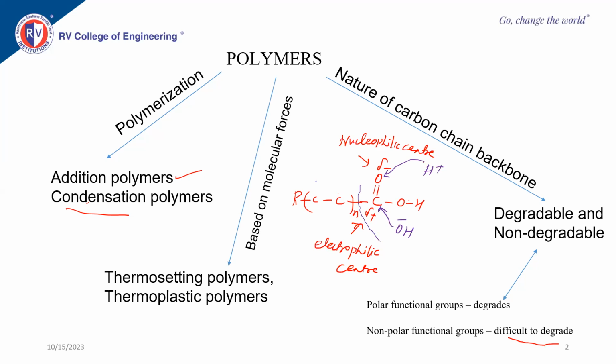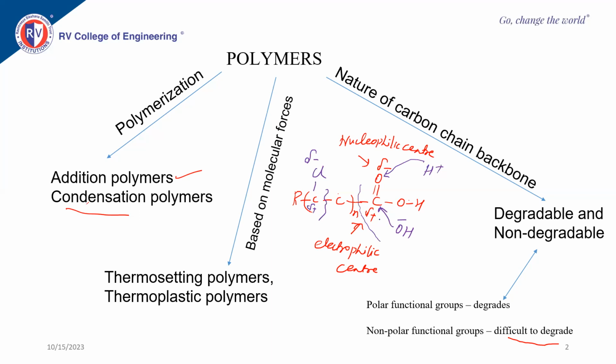Similarly, assume that you have a polymer with chlorine side chain functional groups. Again, delta minus and delta plus. So the carbon can undergo cleavage at this point. So your polymer breaks down into oligomers, and in subsequent reactions, finally you get back your monomer. So that is the advantage of having a polar functional group.